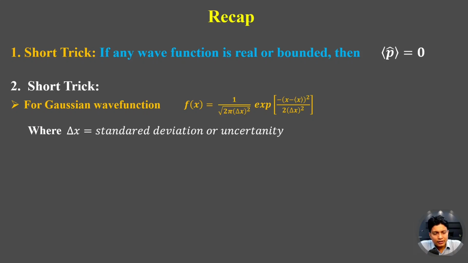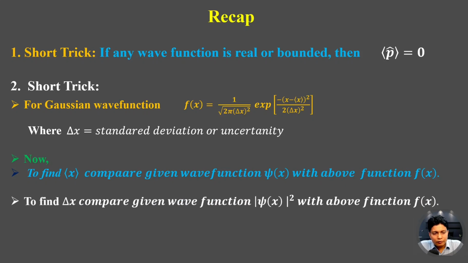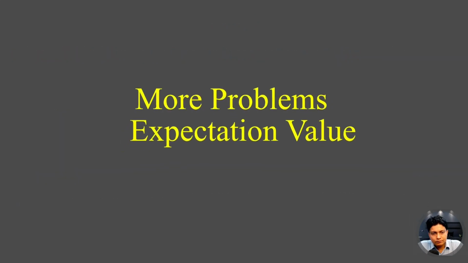If we want to calculate the expectation value of x, we can compare the given wave function psi(x) with the above wave function f(x). Now to find delta x, the uncertainty in x, we can compare the mod psi square with the above wave function f(x). In this way, we can calculate some parameters by using this short trick. So let's try to solve some more problems on the expectation value.